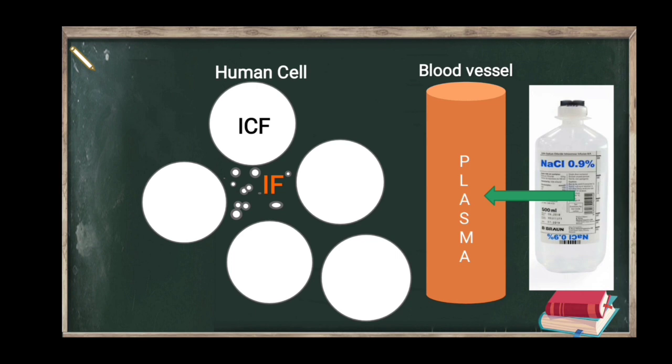So now we will see what occurs if an isotonic fluid is infused into a blood vessel. Once the isotonic fluid reaches the plasma, as the isotonic fluid contains the same amount of water as that of plasma, it doesn't move anywhere. It remains in the plasma only. So the size of the cell remains normal. Neither swelling nor shrinkage occurs.